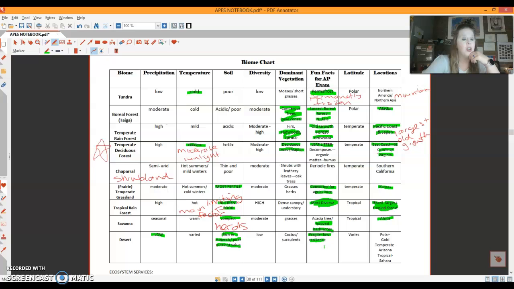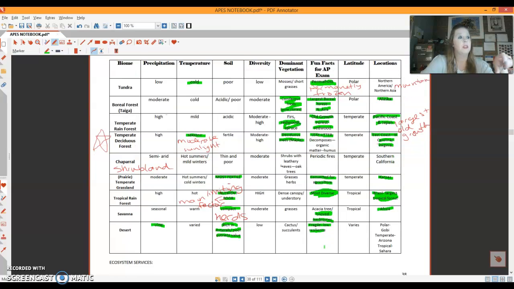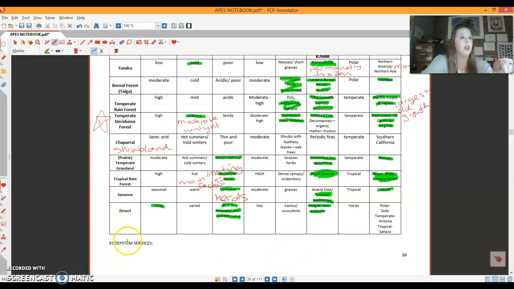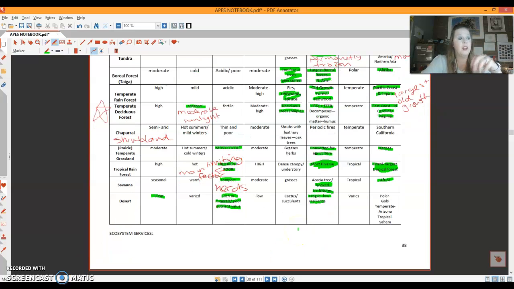Okay, so that is basically the information that you need to retain for terrestrial biomes. And apparently I've talked a lot in this video. I was expecting to finish this page, but I'm going to make another short video about ecosystem services down here at the bottom.